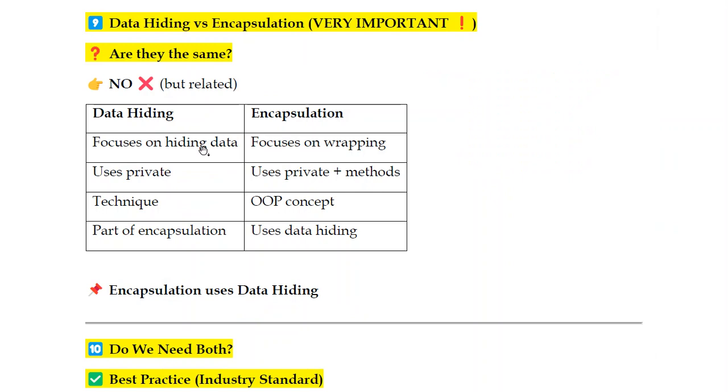Hiding the data is the primary job of data hiding. Encapsulation means focusing on wrapping, that is, combining data members and methods into a single entity. So for data hiding, we use the variables as private, plus methods. Data hiding is a technique or process. Encapsulation is an OOPS concept. So data hiding is a part of encapsulation. Encapsulation uses the data hiding technique.